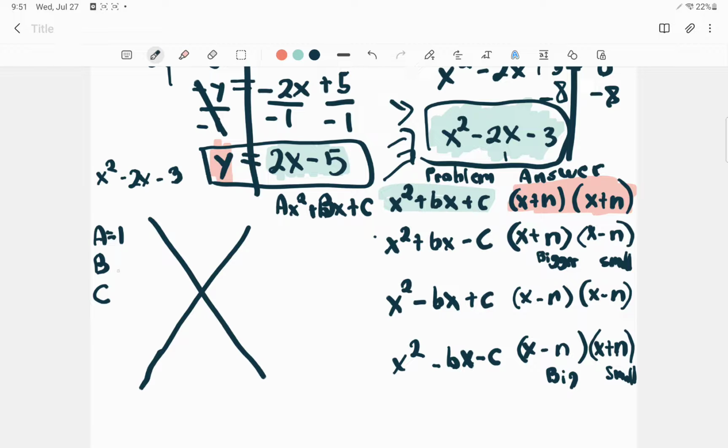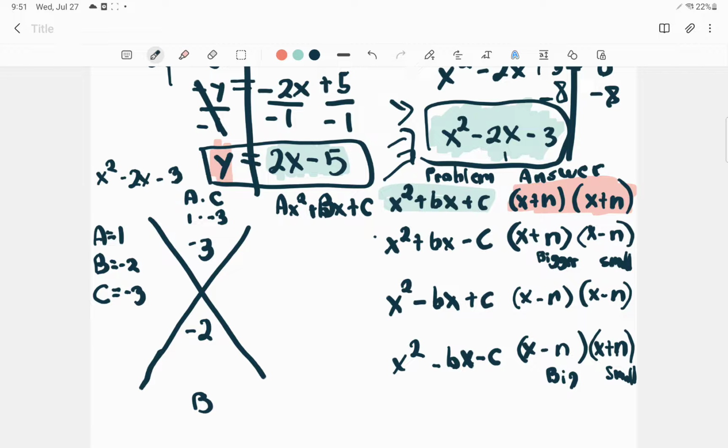Now, in this problem, I can see that my B is gonna be -2, and my C is gonna be -3. Okay? Just keep that in mind. Whenever you're doing the X, on the top center, you're gonna put A times C. And on the bottom, all you're gonna write is B. So on the top, I'm gonna do A, which is 1, times C, which is -3, which is gonna give me -3. On the bottom, all we need to know is what's B. B is just -2. So you're already halfway there.